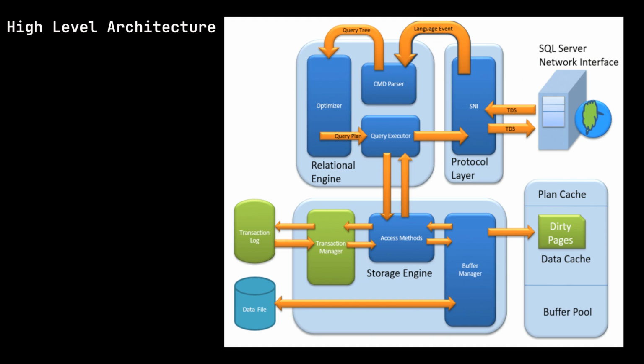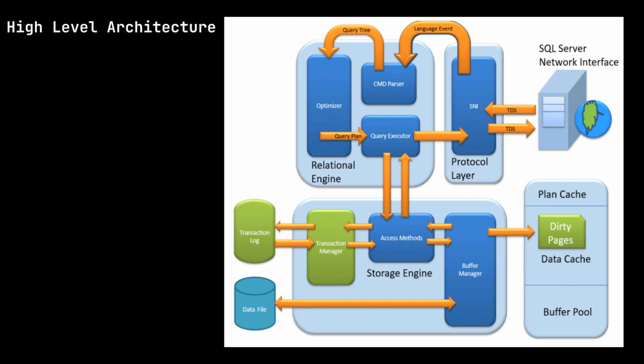The storage engine is responsible for data correctness and durability. All read and write operations go through access methods, which know how to scan tables, traverse indexes, and locate rows on disk. Any modification is coordinated with the transaction manager, which enforces ACID guarantees. Before data is changed, the operation is recorded in the transaction log, ensuring the system can recover safely after a crash. Actual data pages are not read directly from disk every time. Instead, the buffer manager checks the buffer pool, which is an in-memory cache of frequently accessed pages. Modified pages are marked as dirty and flushed to disk later for efficiency.